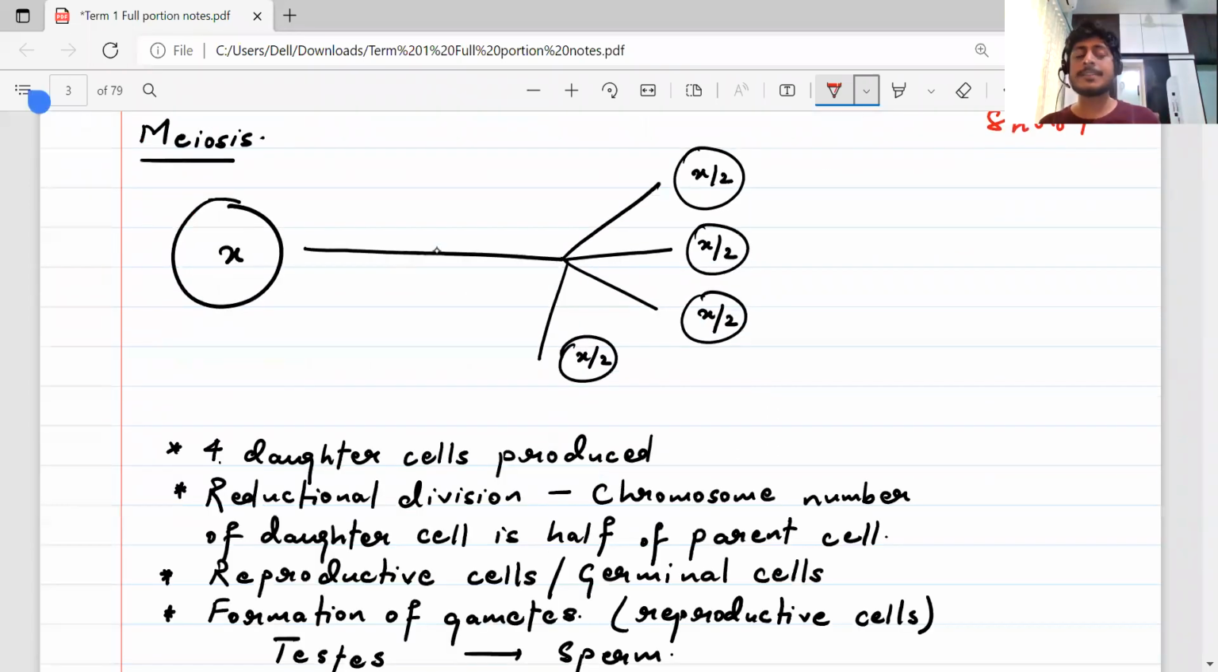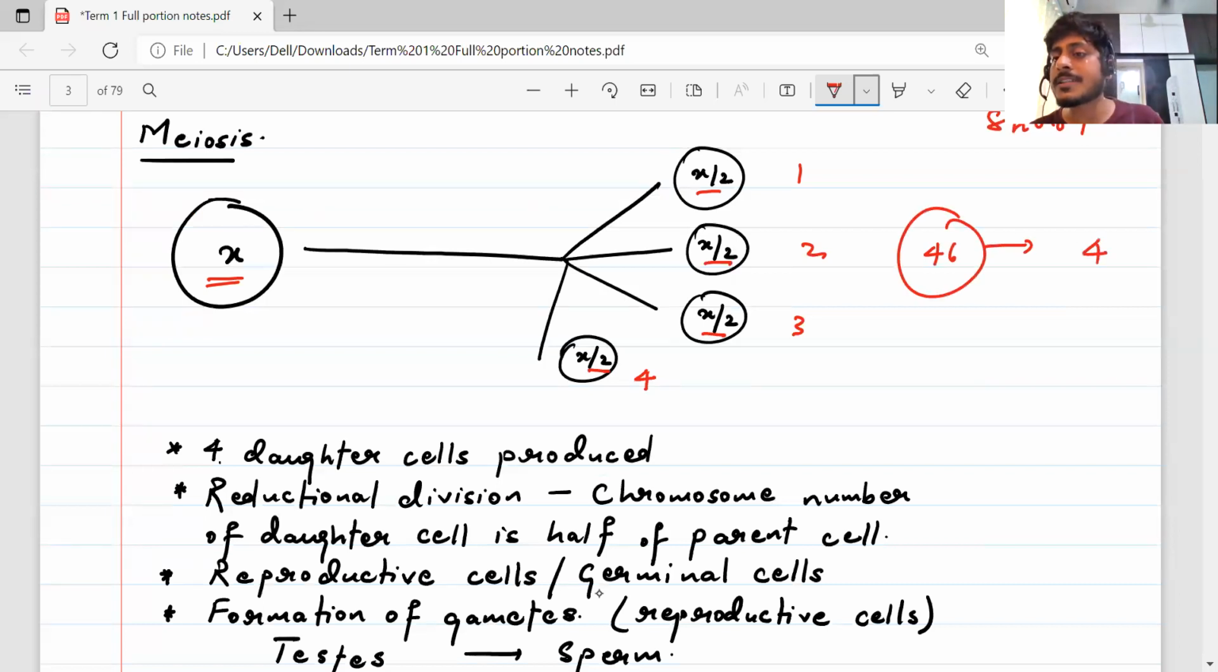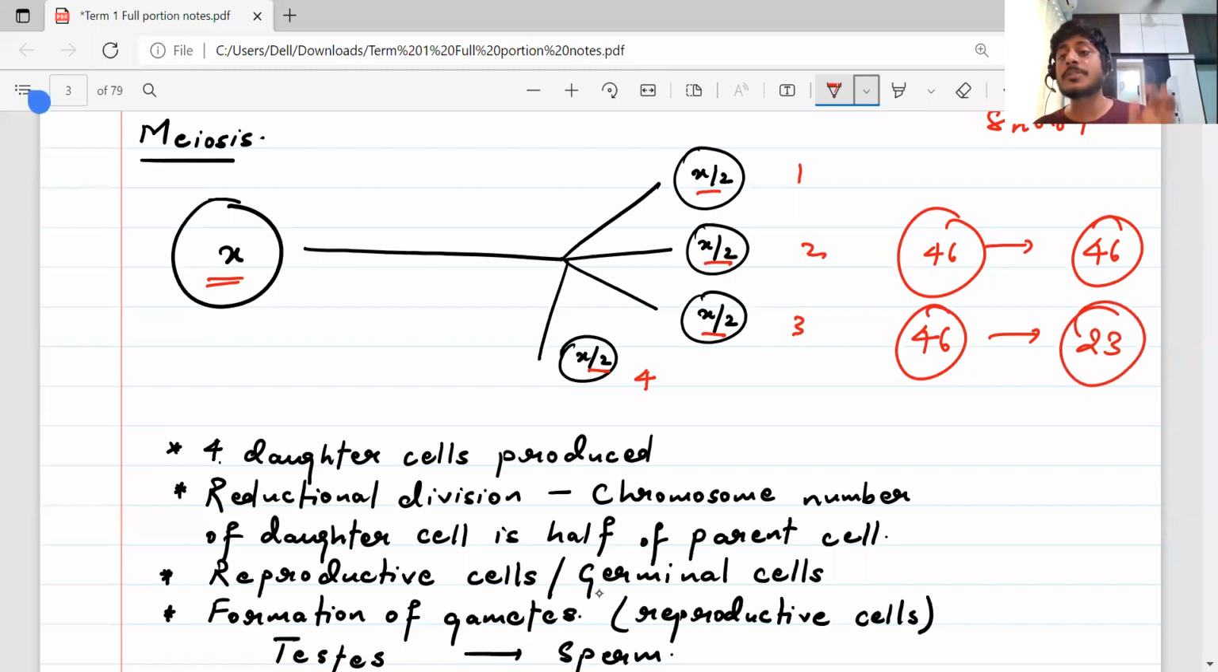Then you move to meiosis. You see the cell has chromosome number X. It produces 1, 2, 3, 4 daughter cells. And all those daughter cells that it produces have chromosome number half of the parent cell. So X by 2, X by 2, X by 2, X by 2. So if a human cell, which normally has 46 chromosomes, undergoes mitosis, the daughter cells have 46 chromosomes. If a human cell which has 46 chromosomes undergoes meiosis, the daughter cells produced have 23 chromosomes.